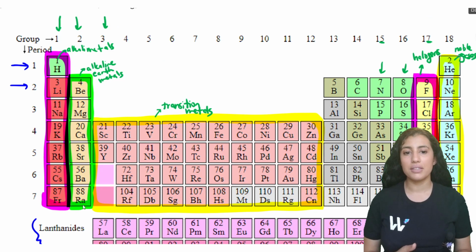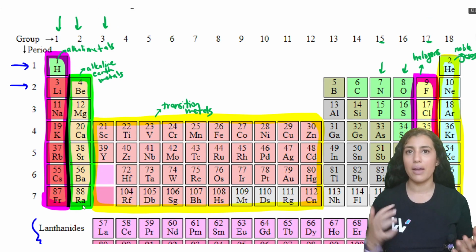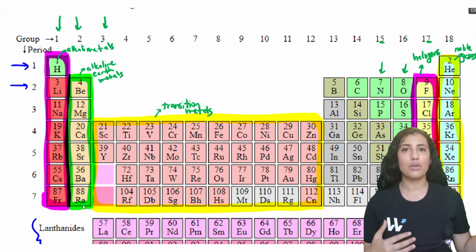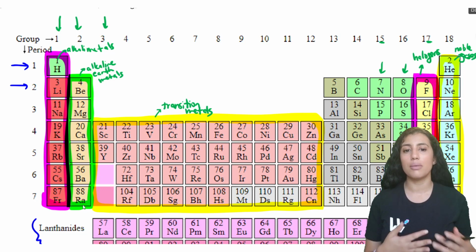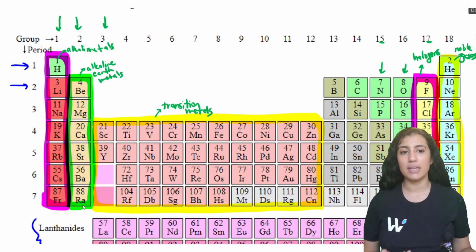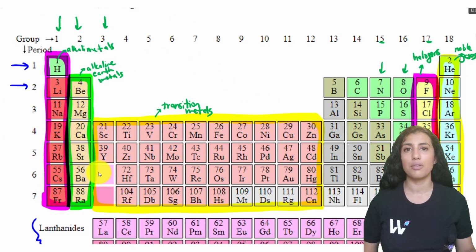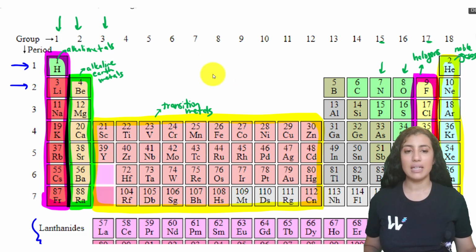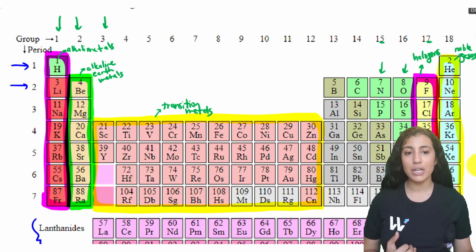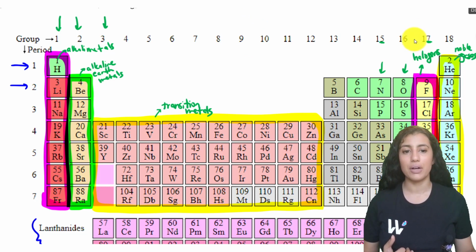The next thing I want to discuss is where you can generally find metals on the periodic table versus non-metals and something called metalloids. In general, does it look like the metals are on the left or right side of the periodic table? We already labeled alkali metals, alkaline earth metals, transition metals. So metals are definitely found on the left side of the periodic table. Then it makes sense that the non-metals are generally found on the right side of the periodic table.